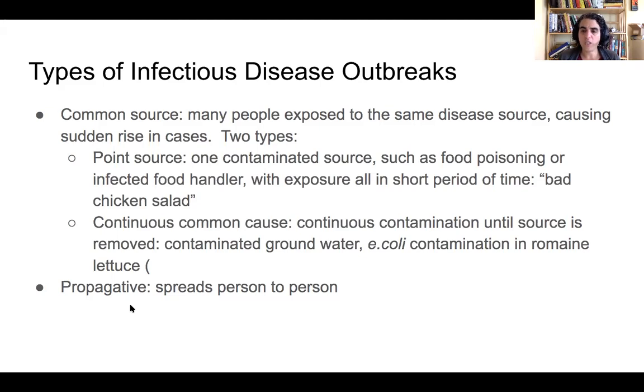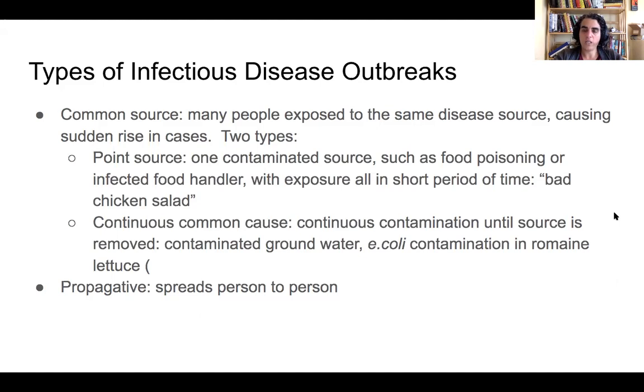You can also have continuous common cause outbreaks where there's some source of contamination that's ongoing, that's making people sick until the source is removed, either because it was identified or honestly out of luck. This could be contaminated groundwater or environmental pollutions. You may remember the E. coli contamination in romaine lettuce in 2019. So those are some of the sorts of outbreaks that people investigated. And then, as I said, there's also our contagious diseases or propagative diseases that spread from person to person.